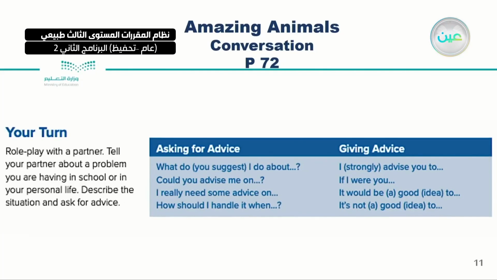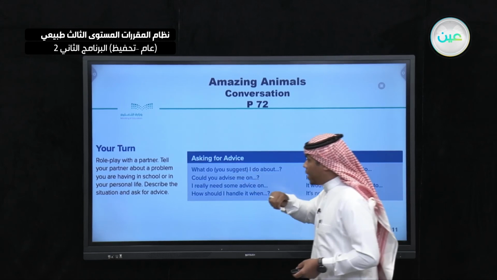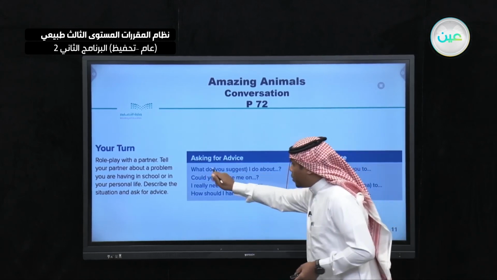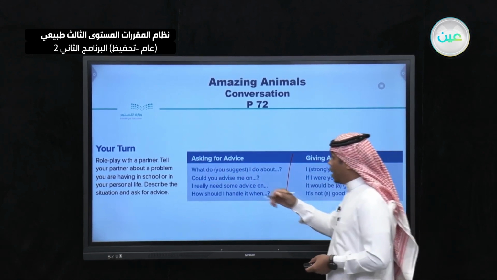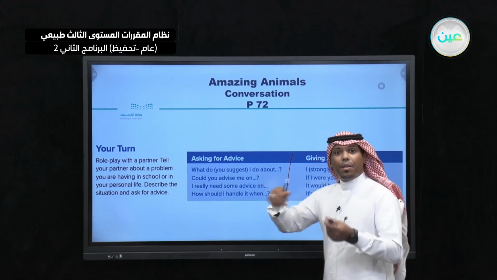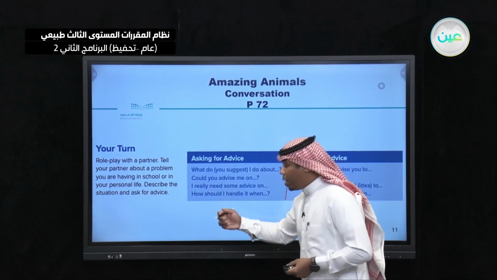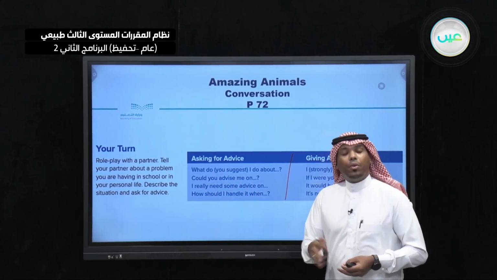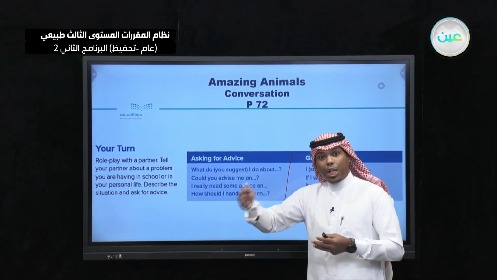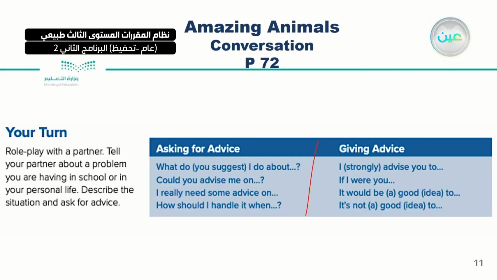And now let's see how we can give advice. How can we give advice? Asking for advice and giving advice. Now you will see this one here, and you will read. Asking for advice: what do you suggest I do about this problem? Or could you advise me on this problem or this issue, for example? Or I really need some advice on. These are the ways you can ask for advice.